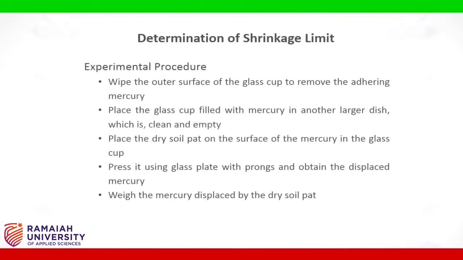Wipe the outer surface of the glass cup to remove the adhering mercury. Place the glass cup filled with mercury in another larger dish which is clean and empty. Place the dry soil pat on the surface of the mercury in the glass cup. Press it using glass plate with prongs and obtain the displaced mercury. Weigh the mercury displaced by the dry soil pat.